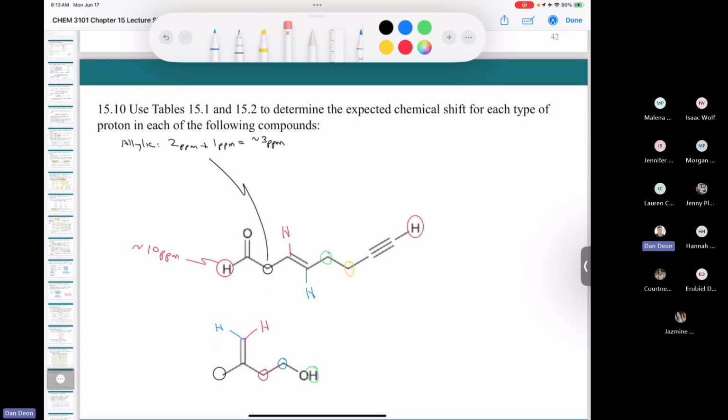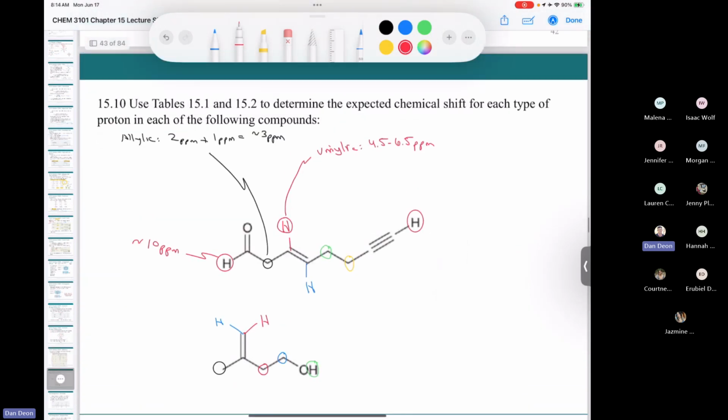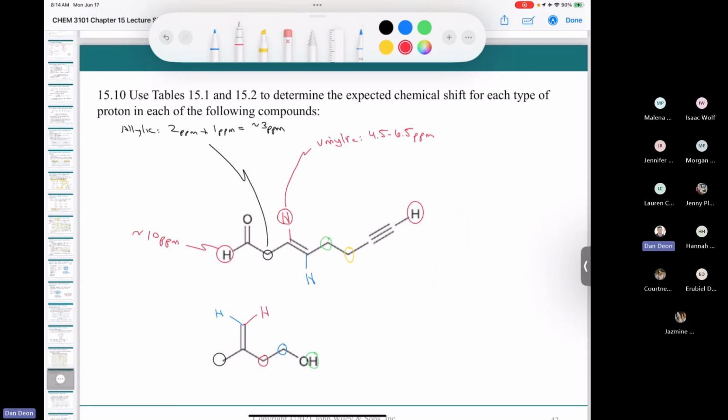The next one, these ones are vinylic protons. So I'll use my red pen again here. So this is a vinylic proton. So this is vinylic. And if you look at the chemical shift for vinylic protons, it's 4.5 to 6.5 parts per million. If you're not sure where I'm getting that number, just go over here. Vinylic protons, 4.5 to 6.5. Now, something I would add to this, I actually looked at the solutions manual for this one. And in the solutions manual, it says this. It just says 4.5 to 6.5. So I would accept it if he says it's okay.